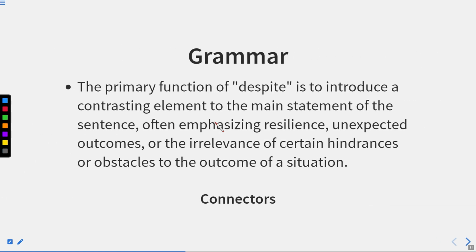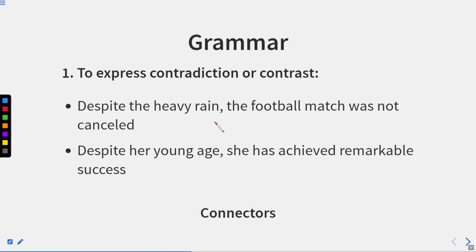The primary function of despite is to introduce a contrasting element to the main statement of the sentence, often emphasizing resilience, unexpected outcomes, or the irrelevance of certain hindrances or obstacles to the outcome of a situation. It means whatever the situation or condition was, it will not hinder the outcome, because the outcome is unaffected by the despite or in spite of clause. To express contradiction or contrast: this is the main function of these prepositions, that they show contrast and contradiction.